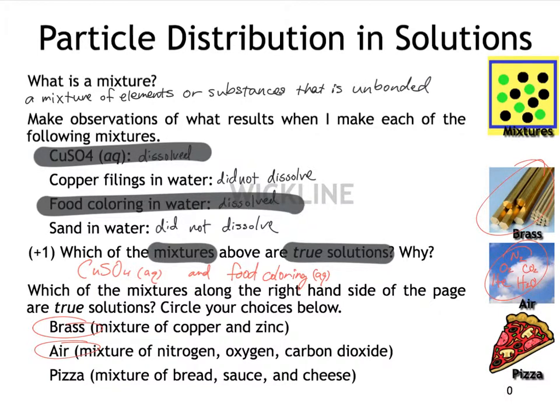However, pizza is not a true solution. It is a mixture, but you can see that the mushrooms are separated from the pepperoni, which is separated from the olives, so that means that it's not a true solution. It is a solution to hunger, though.